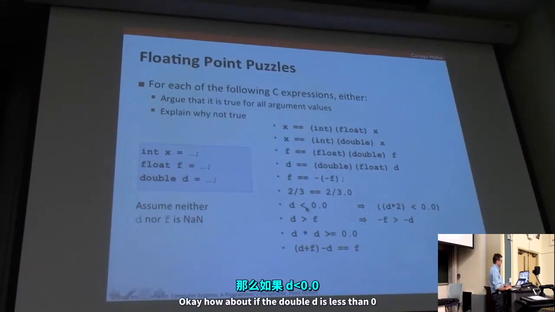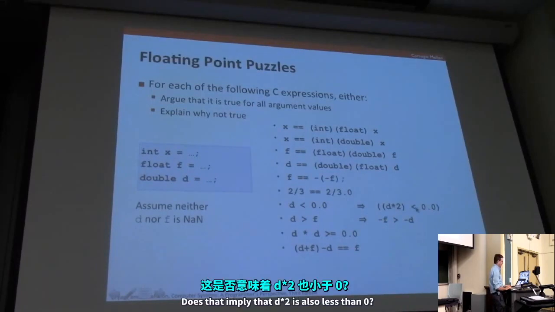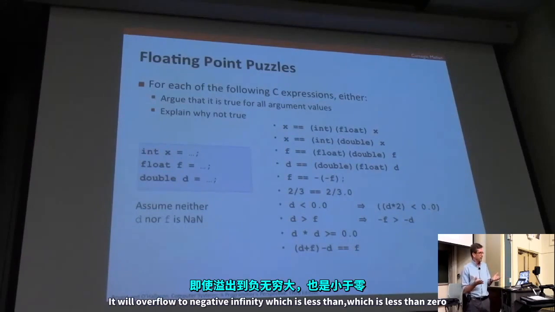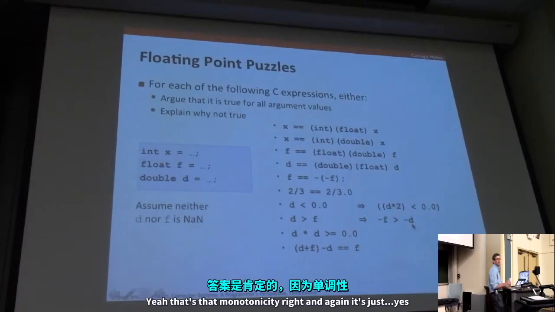Okay, how about if the double d is less than 0? Does that imply that d times 2 is also less than 0? Yeah. No matter what, even if 2 times d overflows, it'll overflow to negative infinity, which is less than 0. Okay, how about does the double d greater than f imply that minus f is greater than minus d? Yeah, that's that monotonicity.